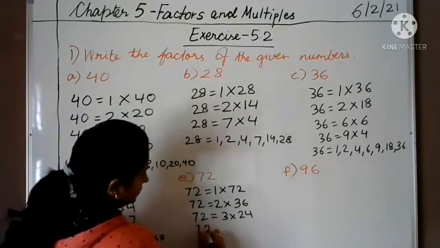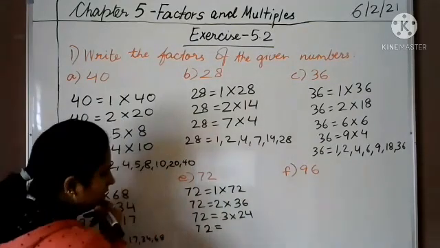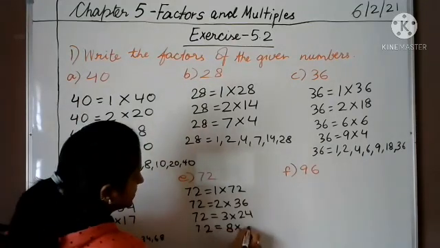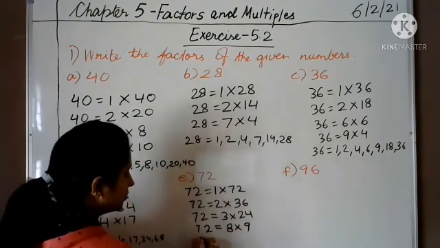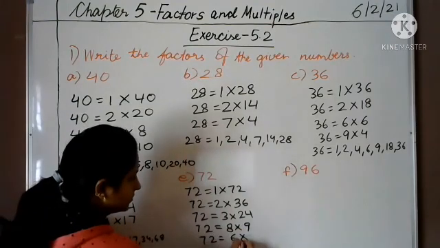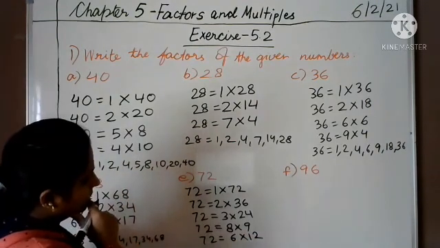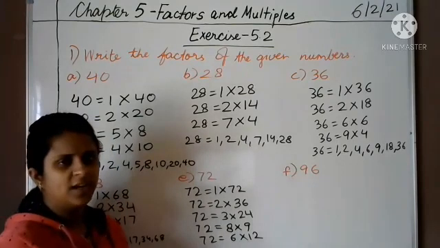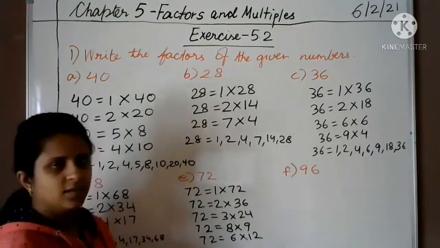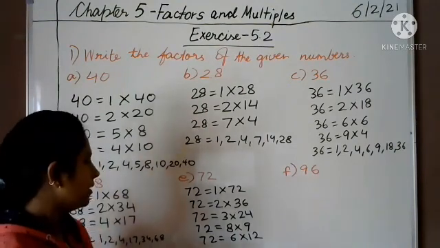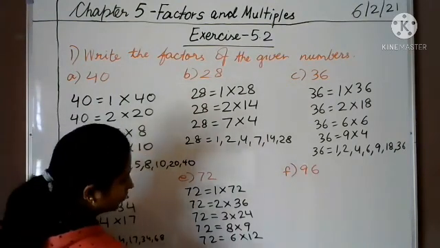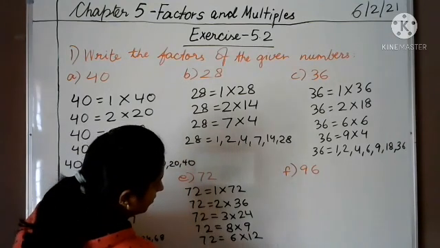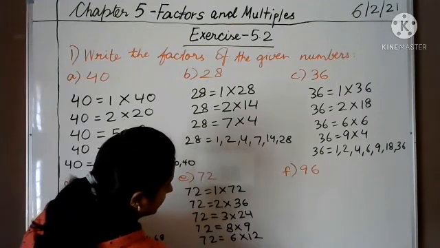Now, after 3, what can we write? After 3 we can write, yes, 8 9s are 72, 12 6s are 72, and what else can we write? So you find out what else we can write. Okay, by the time this is done, I am writing here 72 is equal to 1 2 3 6 8 9 12 24 36 and 72.